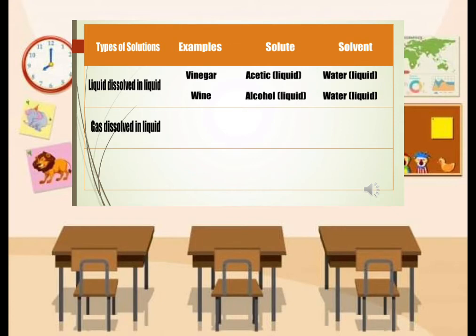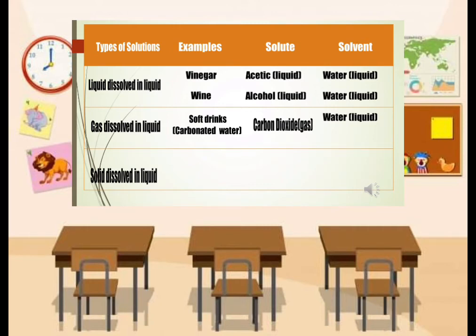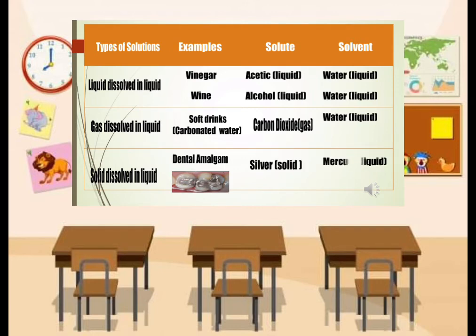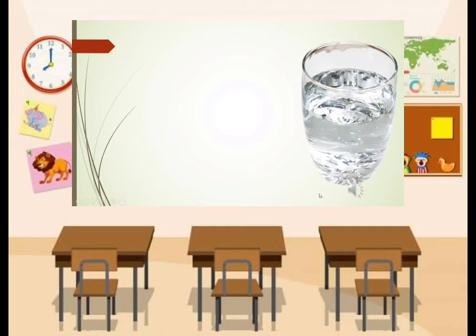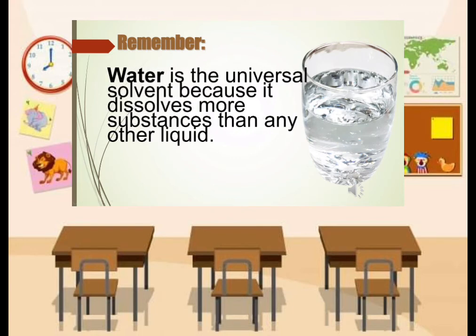Number 2. Gas dissolved in liquid. Example, soft drinks. The solute is carbon dioxide and the solvent is water. Number 3. Solid dissolved in liquid. Example, dental amalgam. The solute is silver, which is solid, and the solvent is mercury, which is liquid. Remember, class, water is the universal solvent because it dissolves more substances than any other liquid.